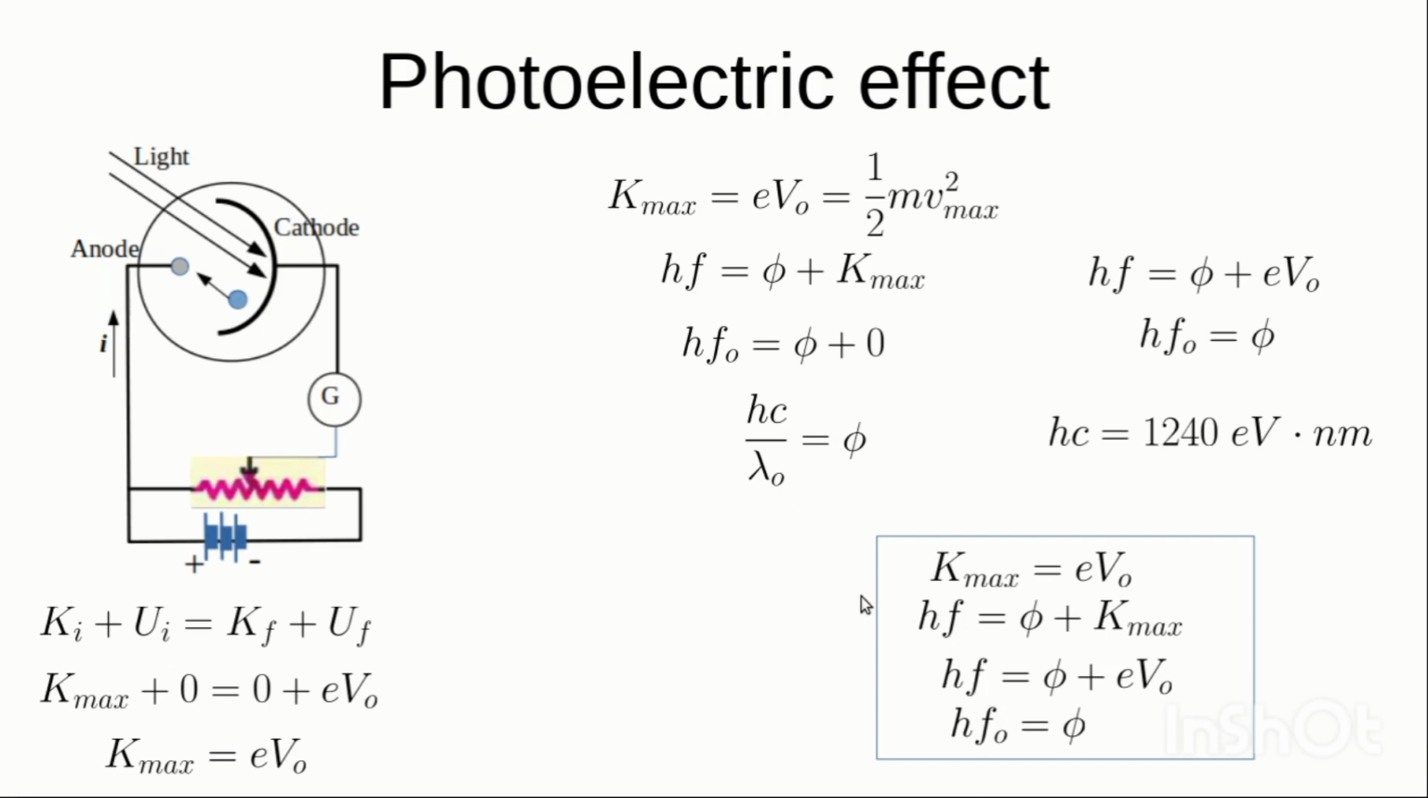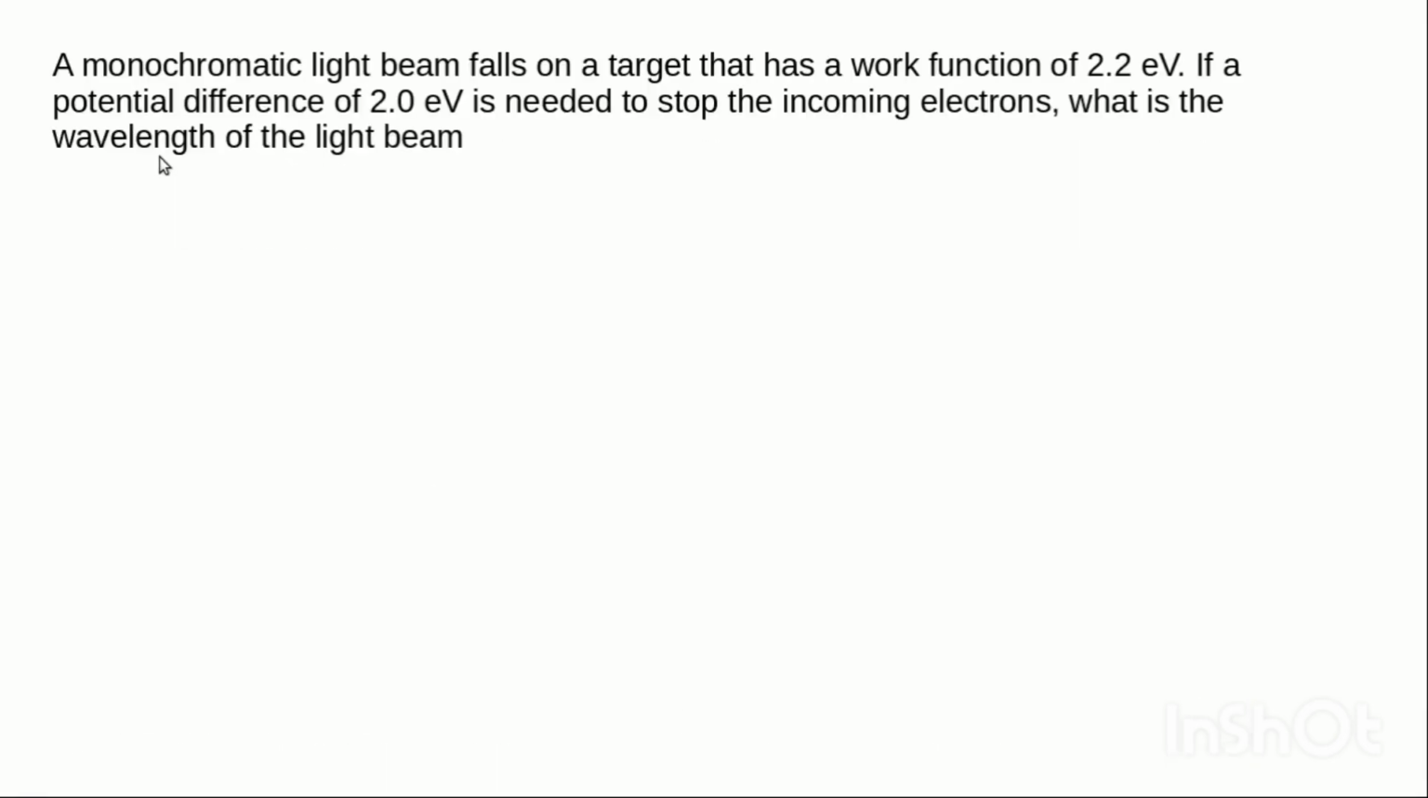So let's look at a typical problem where we can apply one of these formulas. We have a monochromatic light beam that falls on a target that has a work function of 2.2 electron volts. If a potential difference of 2.0 electron volts is needed to stop the incoming electrons, what is the wavelength of the light beam? So let's see what we are given. We have our work function, which is 2.2. The stopping potential is 2. And we have to calculate the wavelength of that particular beam.